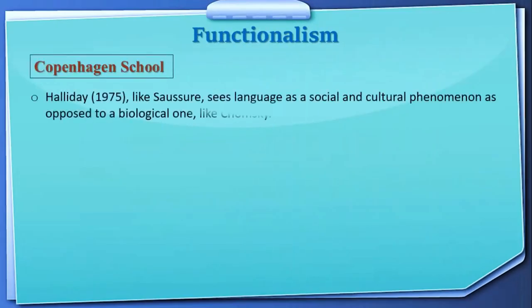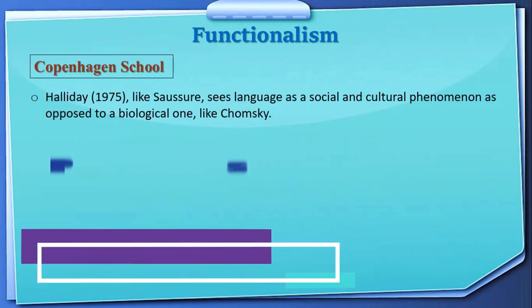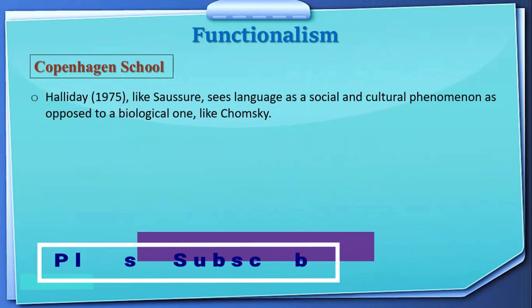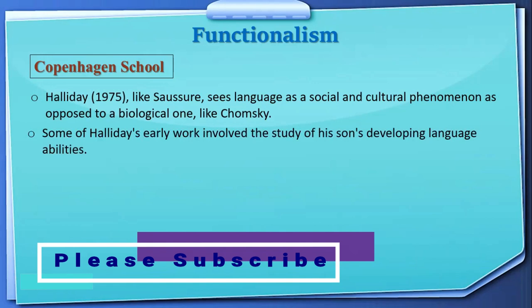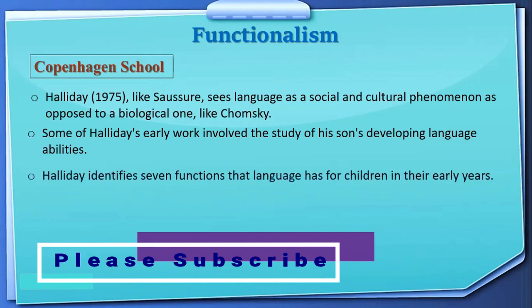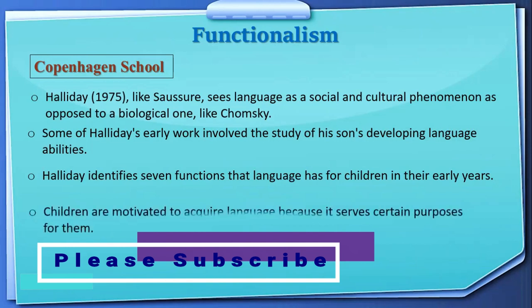On the other hand, when we talk about the Copenhagen School, Halliday in 1975, like Saussure, sees language as a social and cultural phenomenon, as opposed to a biological one like Chomsky. Some of Halliday's early work involved the study of his son's developing language abilities. So Halliday was studying the functions of language, and he studied his own son. Halliday identifies seven functions that language has for children in their early years. We are going to study these seven functions later.